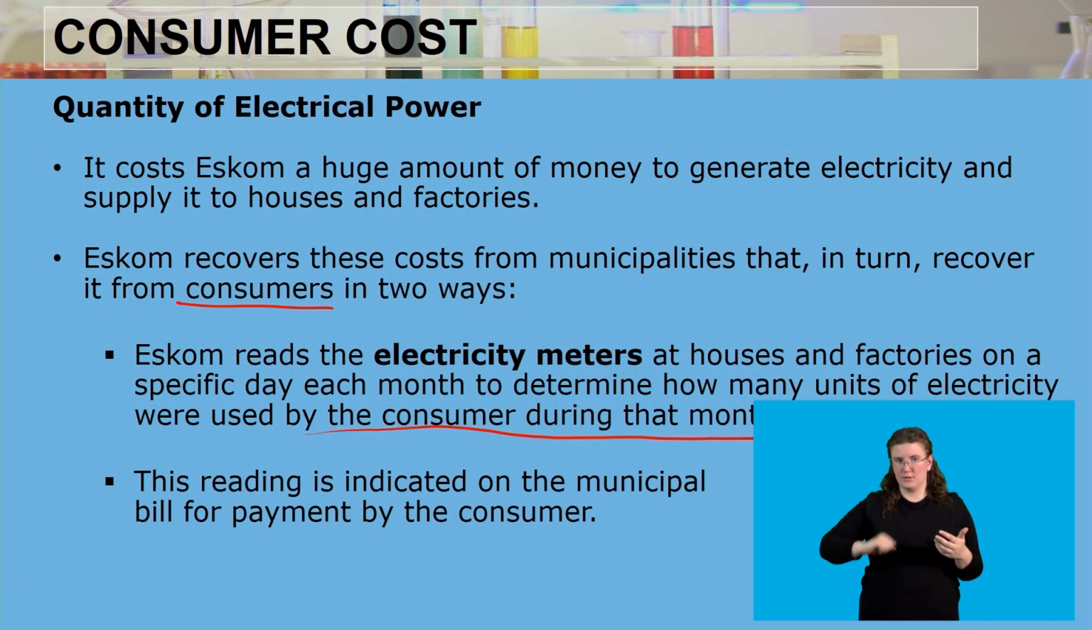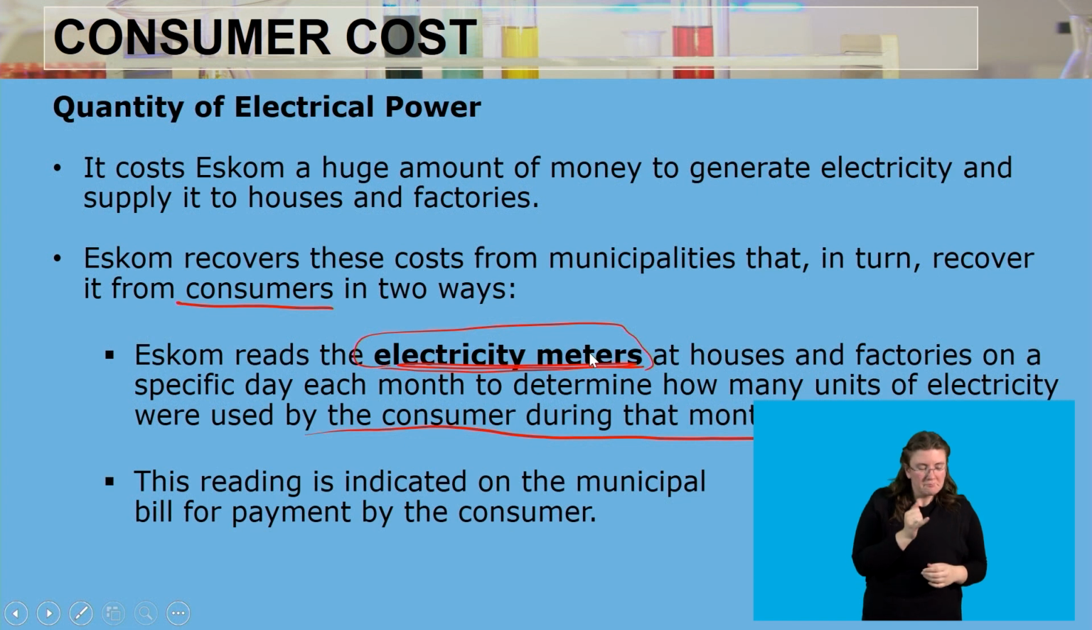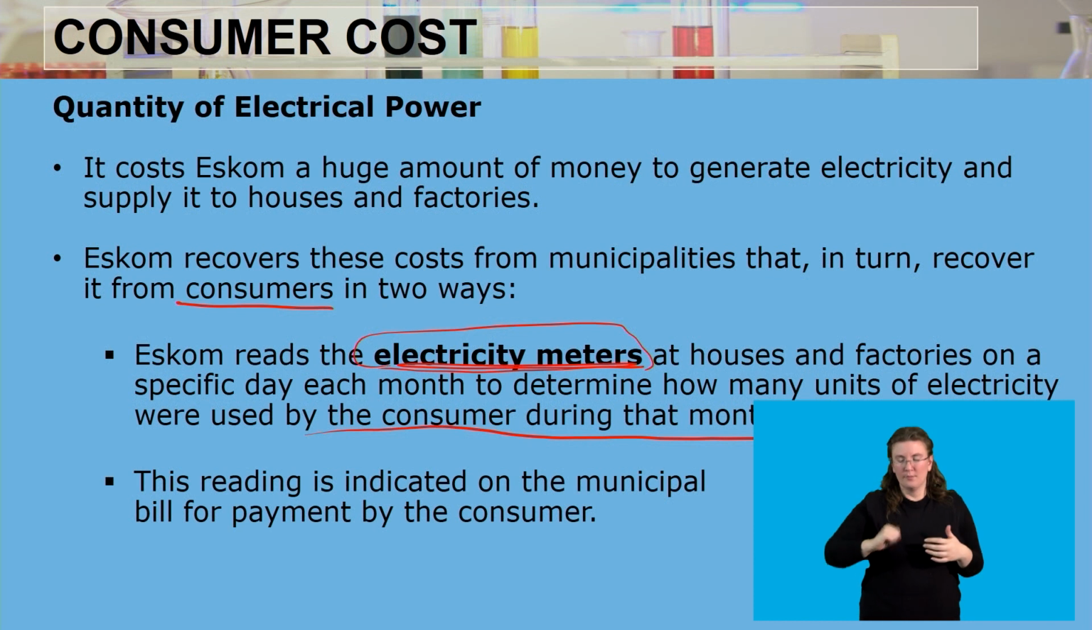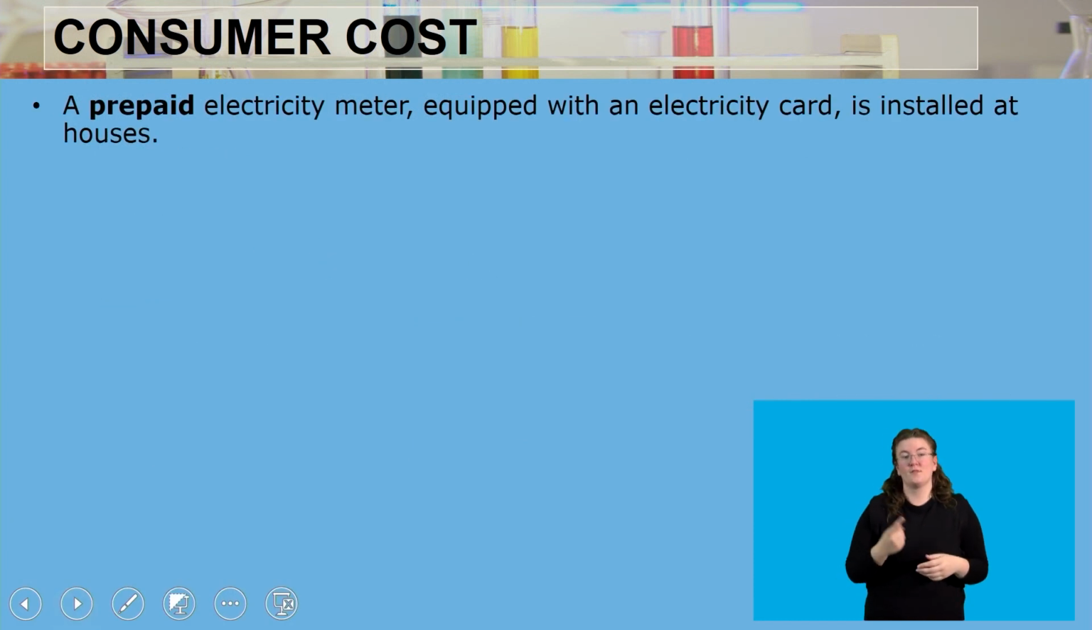So Eskom is going to now be reading these meters, and these meters are going to show how much electricity was used in either that household or in that factory. And now, once Eskom knows how much electricity was used, the municipality can then bill you for the month, or bill you for the amount of electricity that you have used in that particular period.